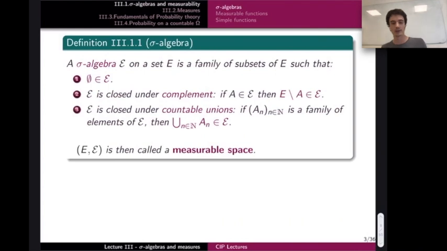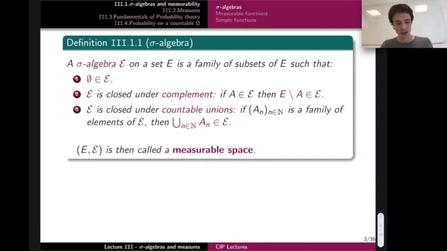Let's start with what we call a sigma-algebra. So this will be one of the fundamental definitions of this course, so pay attention to this definition. A sigma-algebra: let's say we start from a set E, any set. A sigma-algebra, calligraphic E here, is a family of subsets of E, just like a topology was a family of subsets of some set E or X. Here, a sigma-algebra is a family of subsets, and we will ask for three things, three axioms.